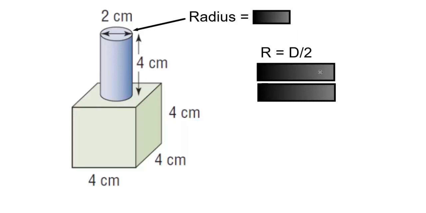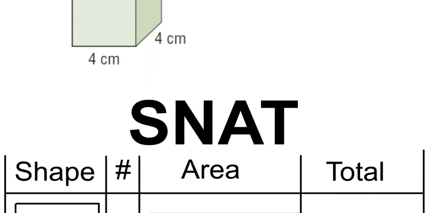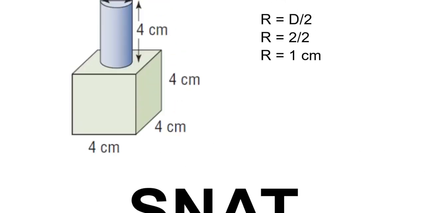The formula is radius equals diameter divided by 2. So the radius will be 2 divided by 2, which will make the radius 1 centimeter. We'll then use our graphic organizer to solve. First, we'll draw the shape.